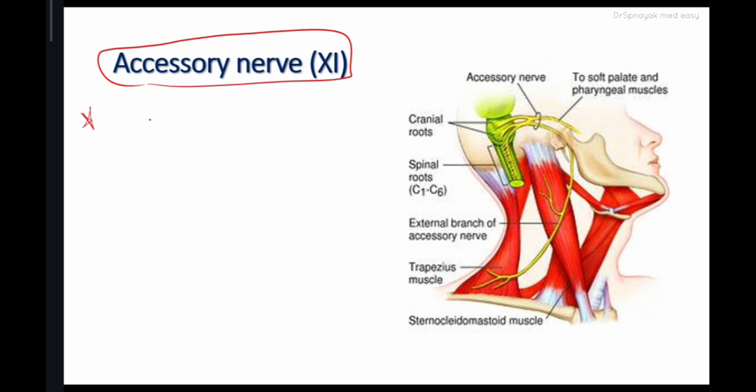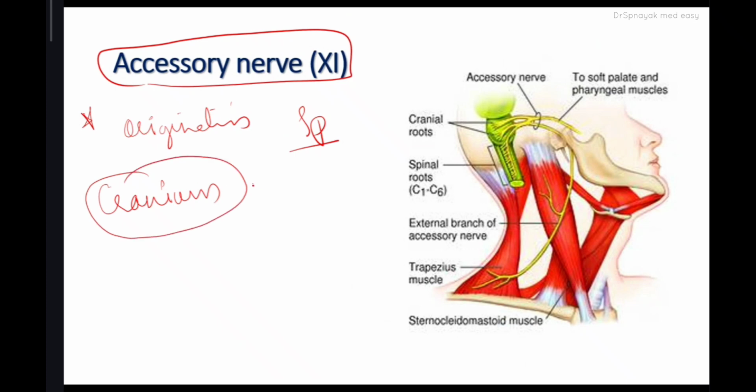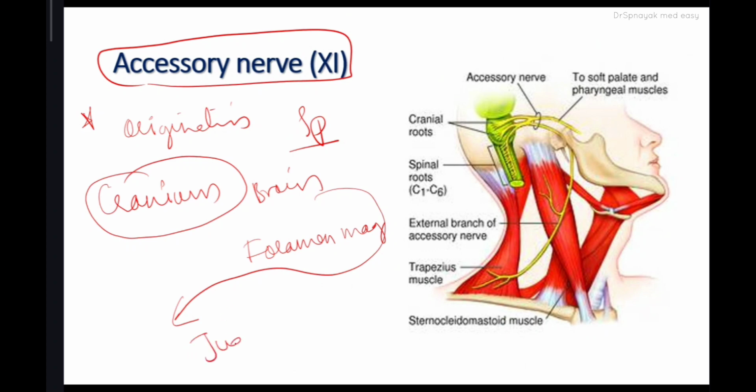One thing you have to remember: it is originating from the spinal cord. From the spinal cord, it enters into the cranium, or the skull. It enters into the brain through the foramen magnum. And again from the brain, it comes out through the jugular foramen. Same as the vagus nerve, which is coming out through the jugular foramen. After reaching the brain, it comes back into the neck region through the jugular foramen.